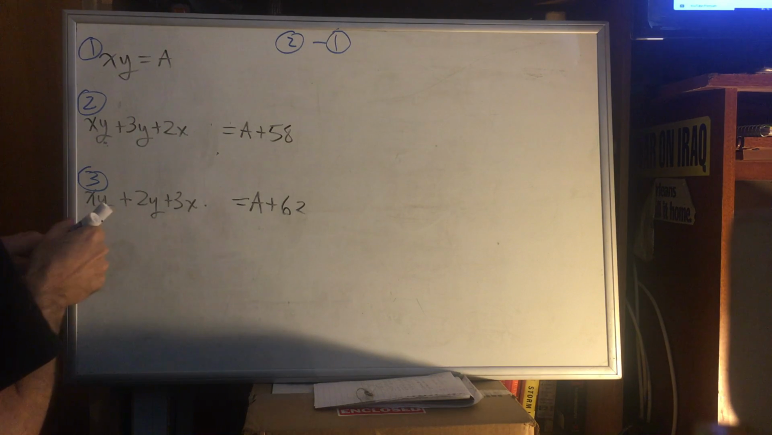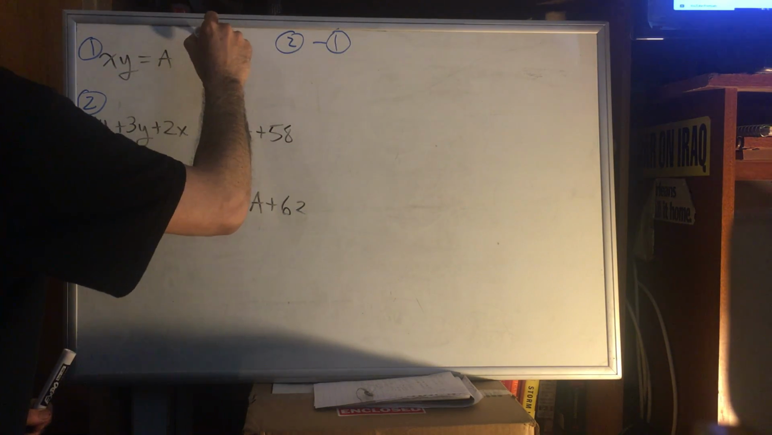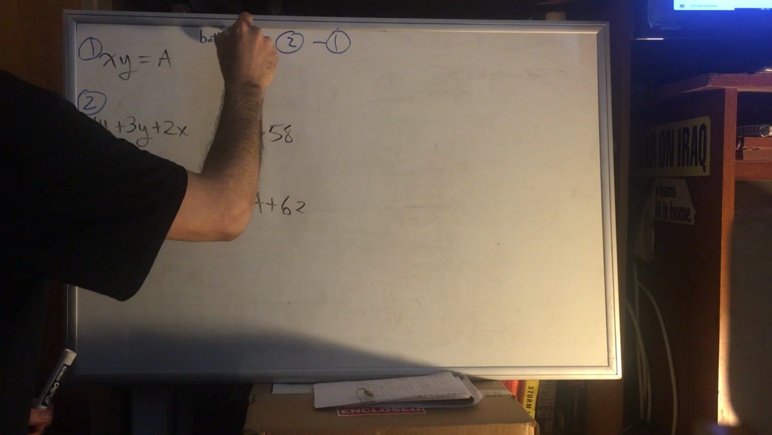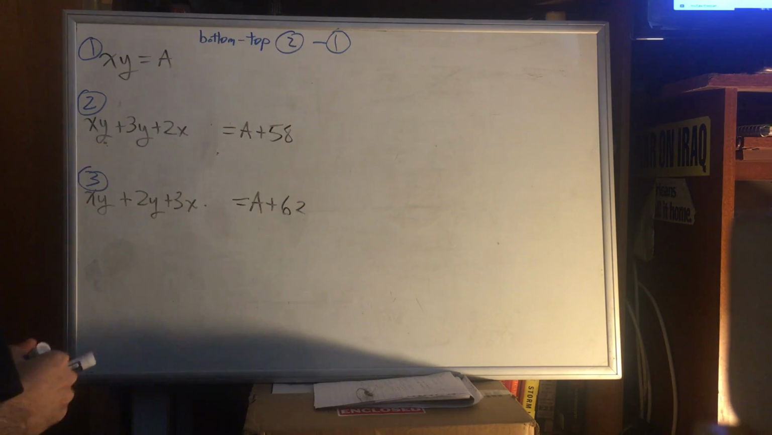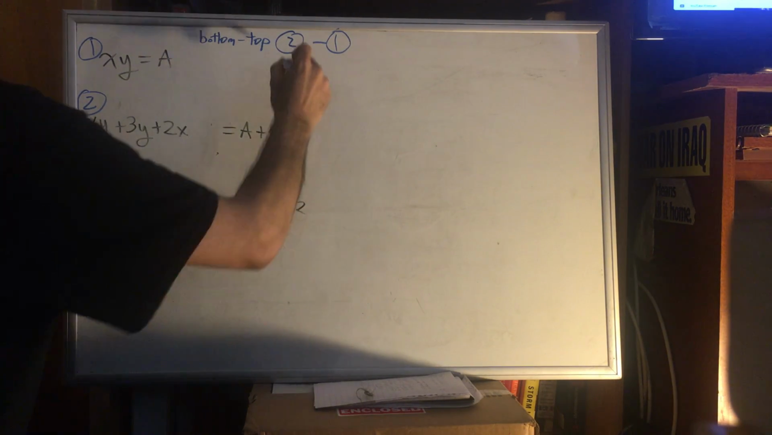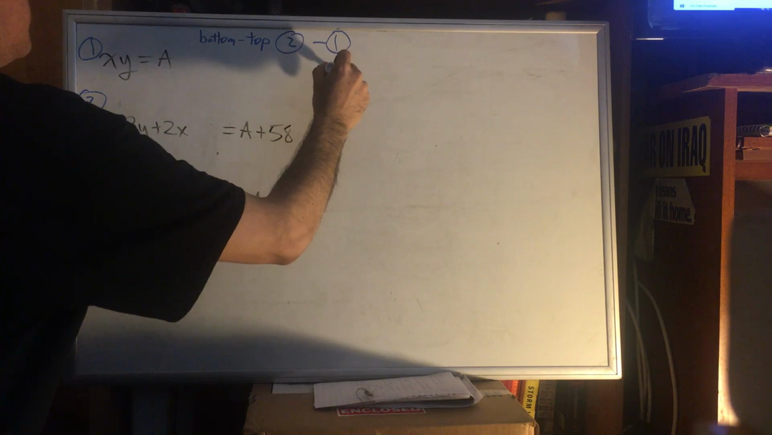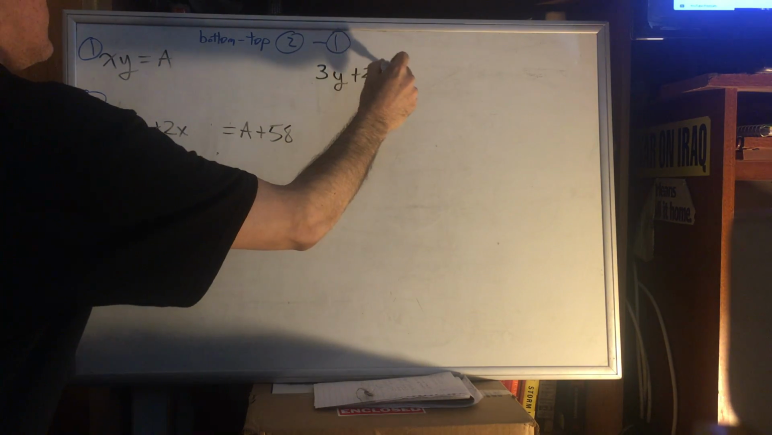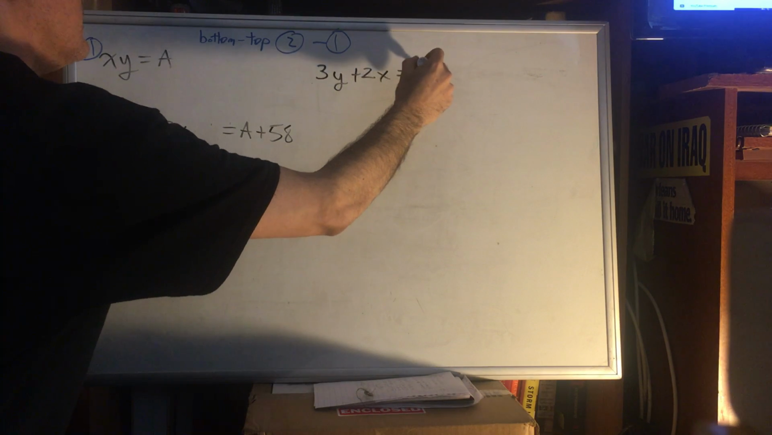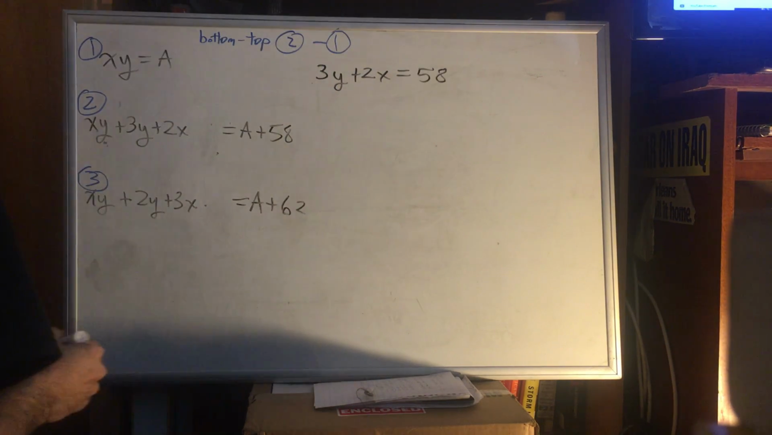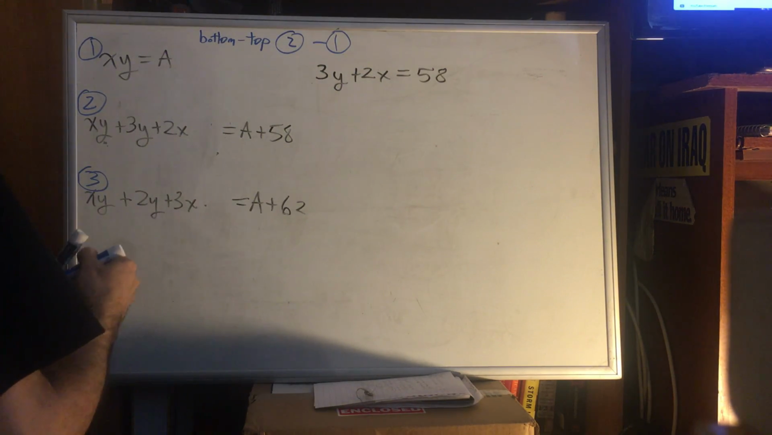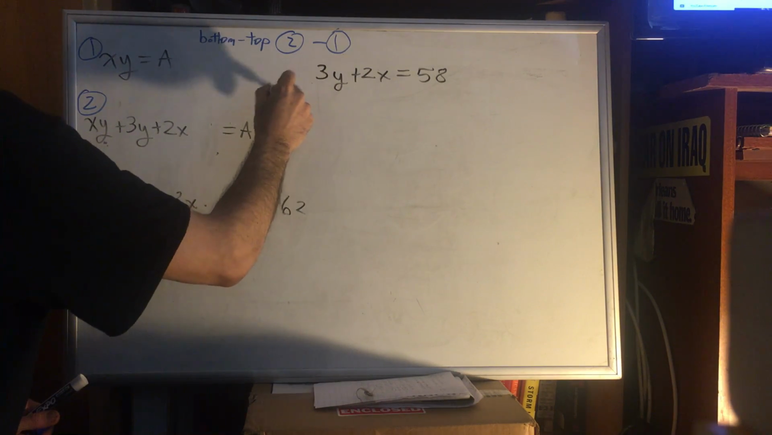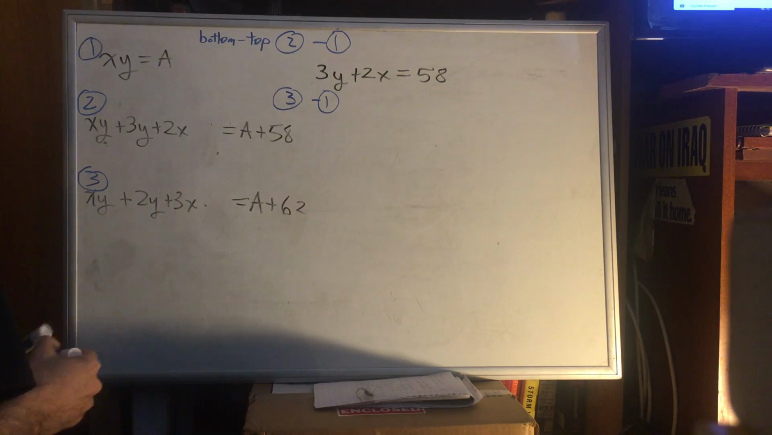So, in other words, bottom minus top. Okay, and we're going to do the same thing. Now we're going to do equation 3 minus equation 1, and again bottom minus top.